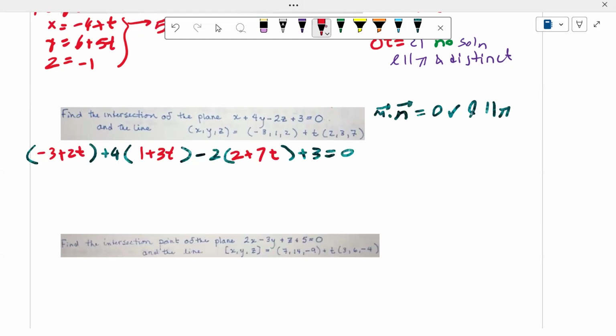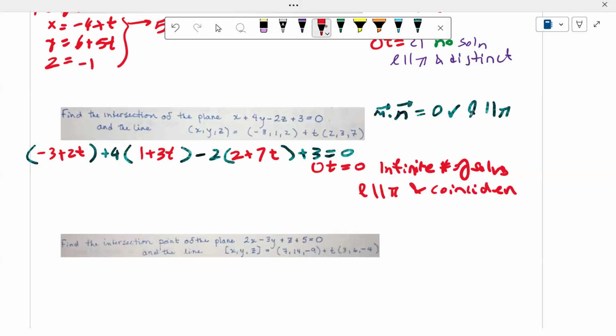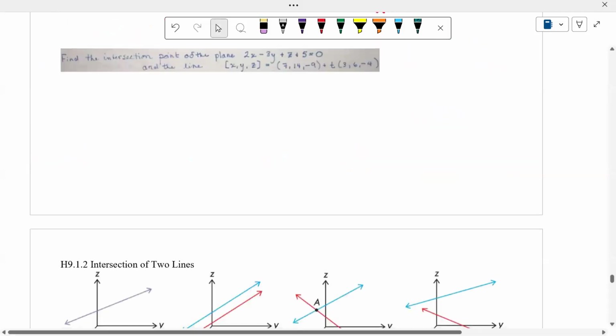If I multiply everything out, I end up with 0t equal to 0. So what does that mean? That means I'm going to have an infinite number of solutions. So the line is parallel to the plane and coincident. In other words, the line is on the plane.